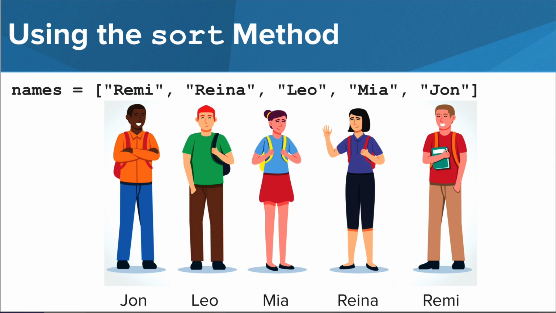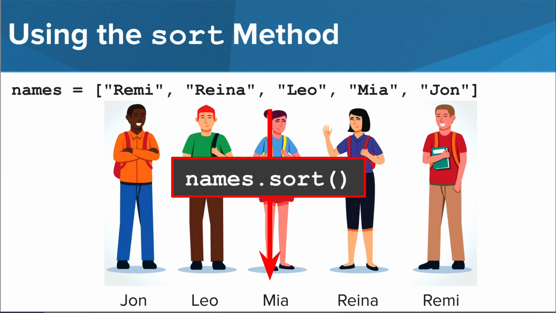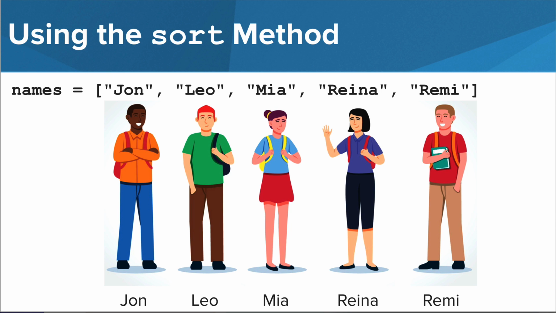In order to get our students in alphabetical order, first we can see that each name is starting with a capital letter, so we know they will sort in correct alphabetical order. If we call the sort method on the names list, our items will be sorted alphabetically.